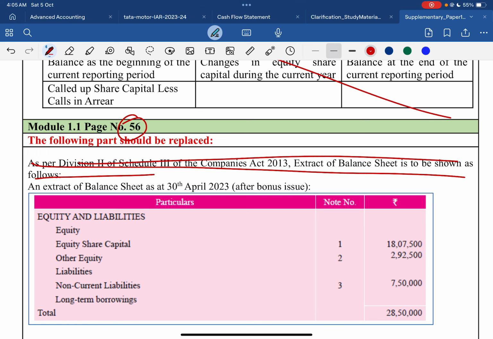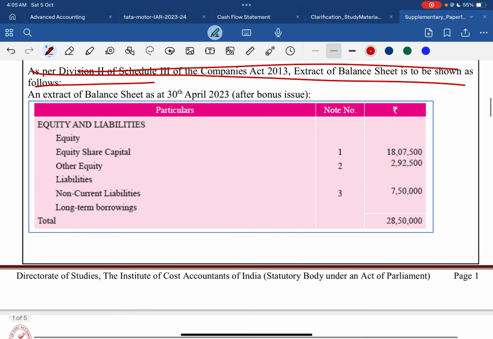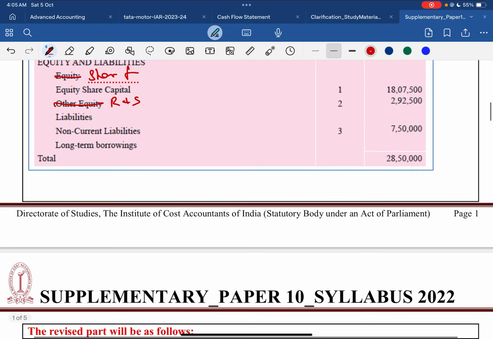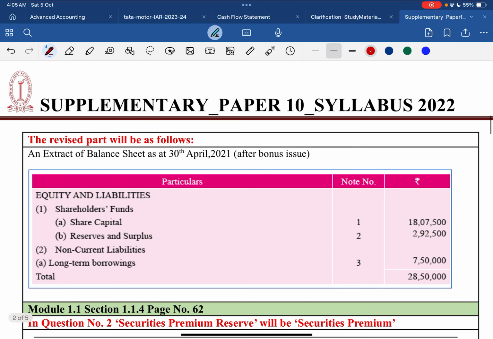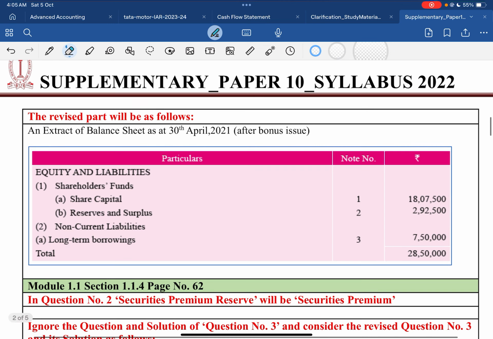Division 2, you are not going to prepare Division 2. In the entire thing, instead of equity you will get shareholders' funds, instead of other equity you will get reserves and surplus, and instead of liability, everything remains the same. The revised part of the question is given. So immediately mark this in your notebook. If I say notebook, it means mark it in your study material. The revised part of the question is there.